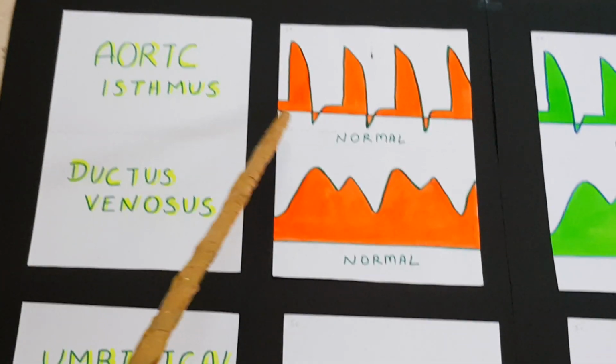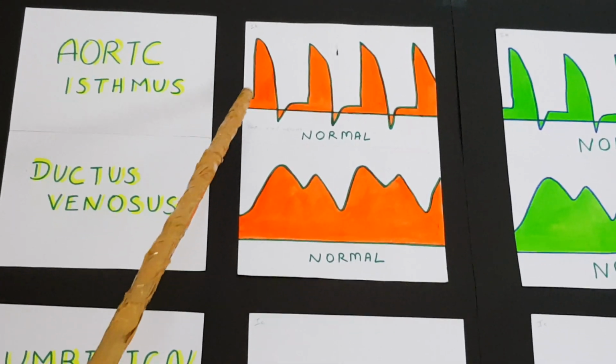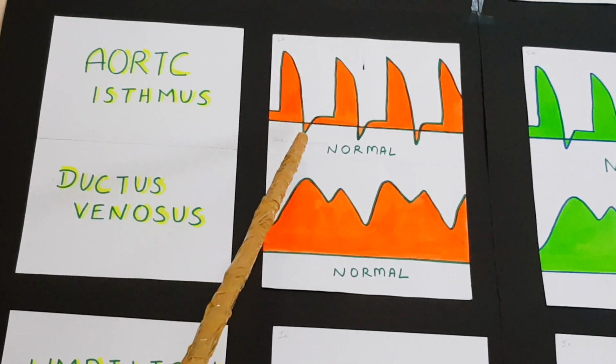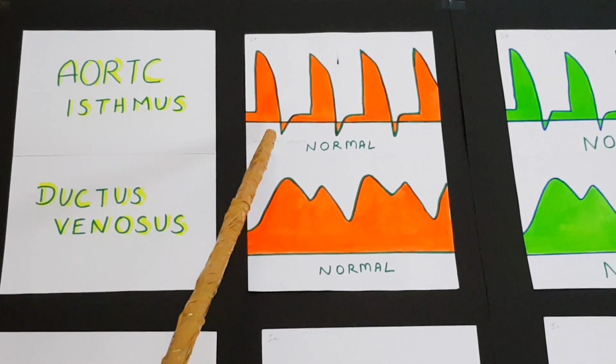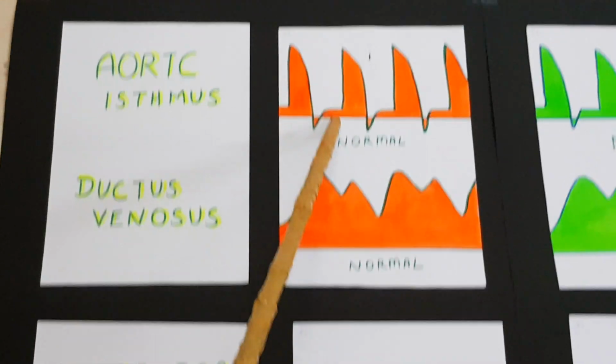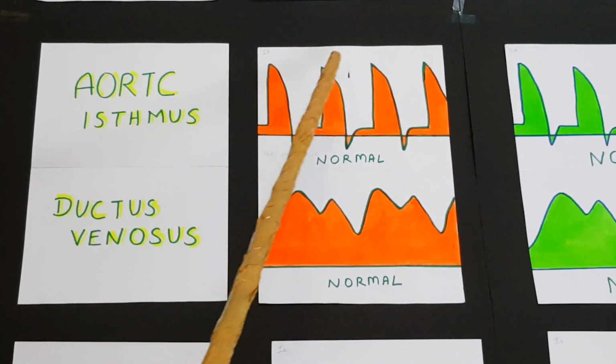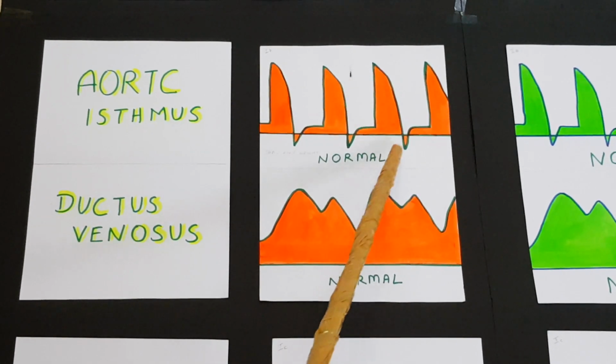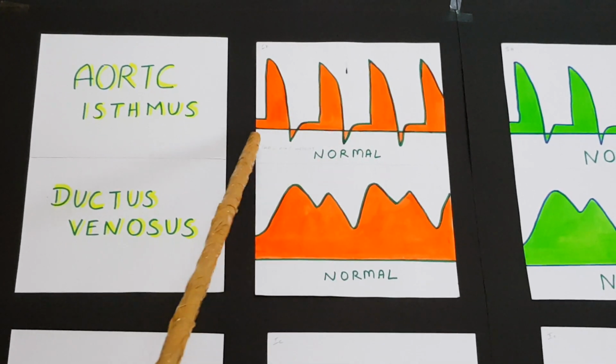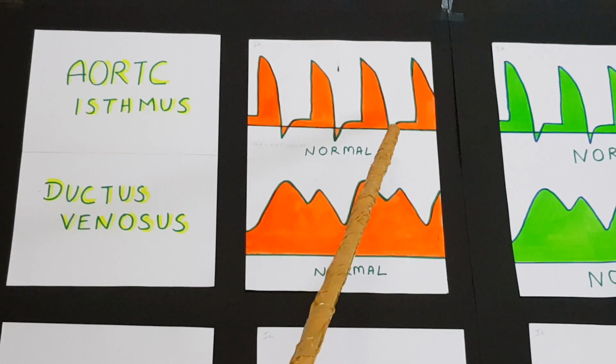Now this is the aortic isthmus waveform, where we have a systolic peak, and during the diastole there is a small diastolic downstroke, and then the rest of the waveform is normal. So this is the normal aortic isthmus waveform.